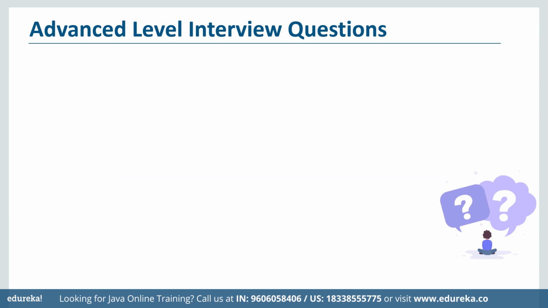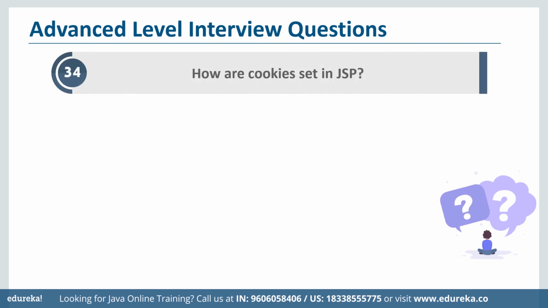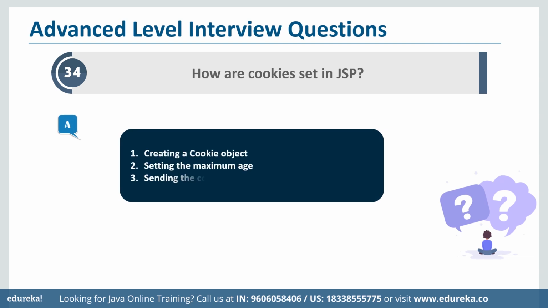Now, let us move on to our next question. How are cookies set in JSP? Setting cookies in JSP involves the following steps. They are creating the cookie object. The Cookie constructor is called with a cookie name and a cookie value. Both are strings. The next step is setting the maximum age.